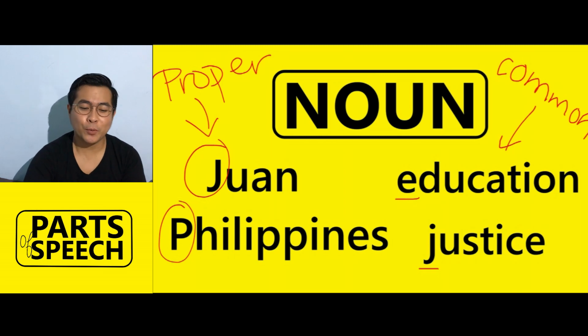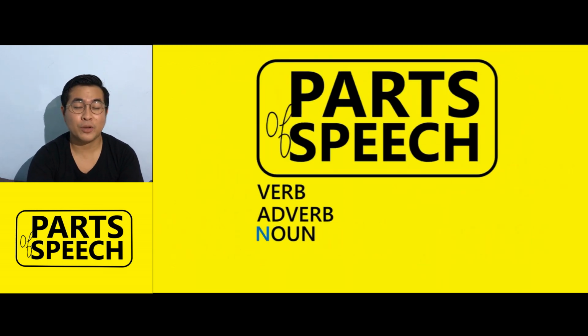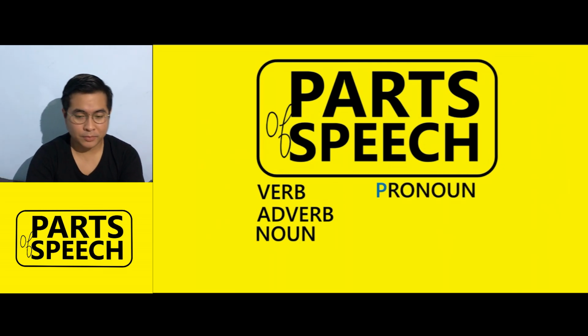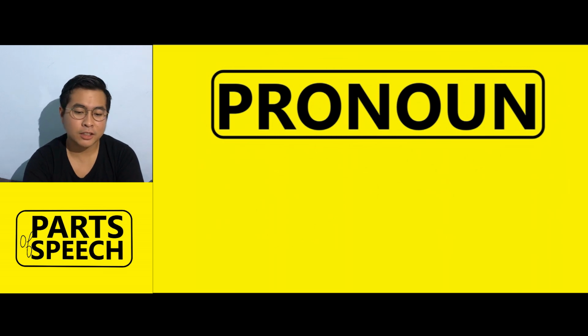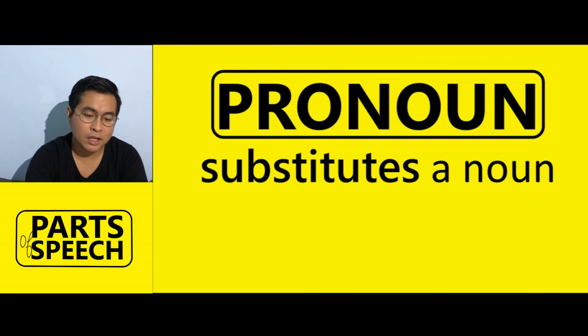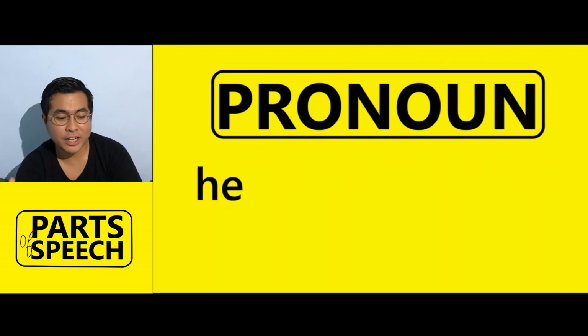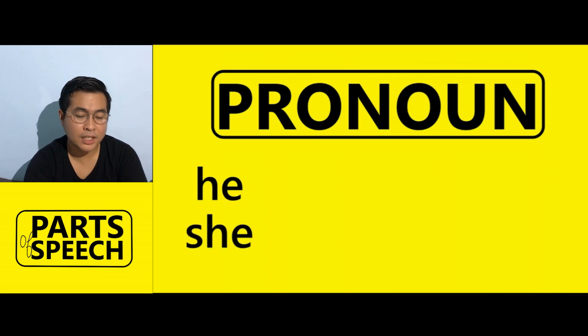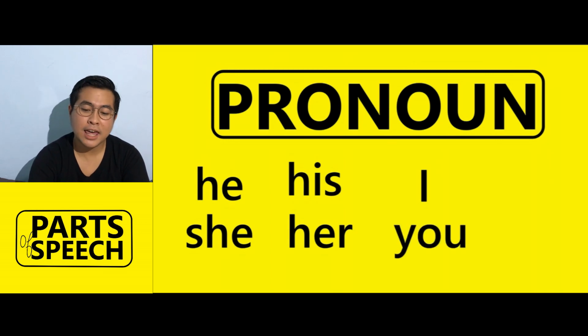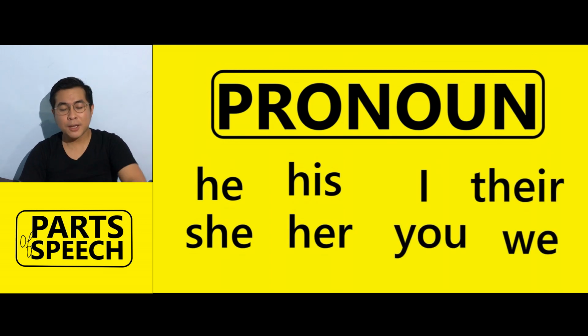Now let's proceed with the fourth part of speech. We have now the van, PAPCI. We have the first one, the pronoun. So a pronoun substitutes a noun. For example, we have he, she, his, her, I, you, their, and we. So basically, if you don't have the names, it's substituted with these words, and we call them pronouns.